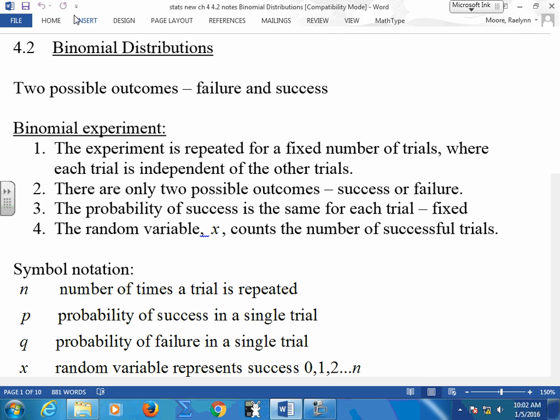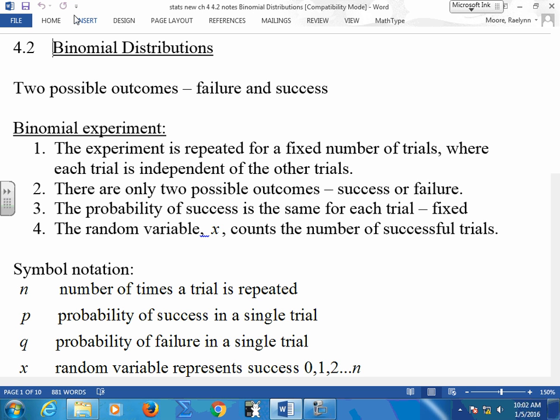Everything is independent. And your random variable X counts your number of successes. So you can have 0 successes in this. If you do this 5 times, you can have 0, 1, 2, 3, 4, 5.